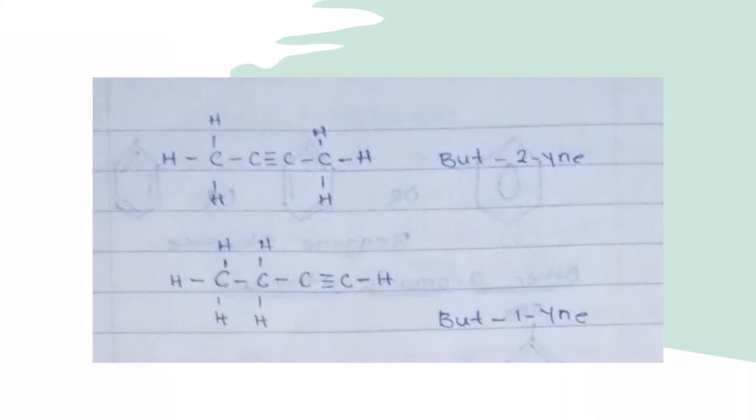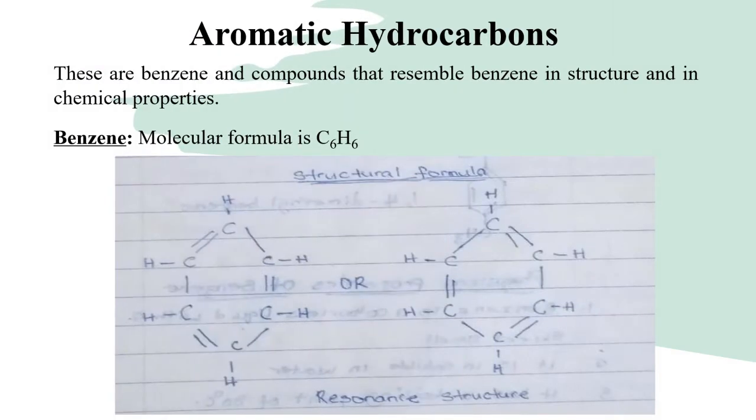Now, aromatic hydrocarbons. They are benzene and compounds that resemble benzene in structure and in chemical property. The molecular formula of benzene is C6H6. While the structural formula, you can see we have 6 carbons, 1, 2, 3, 4, 5, 6, and we have 6 hydrogens too. We have double bonds in between the carbons.